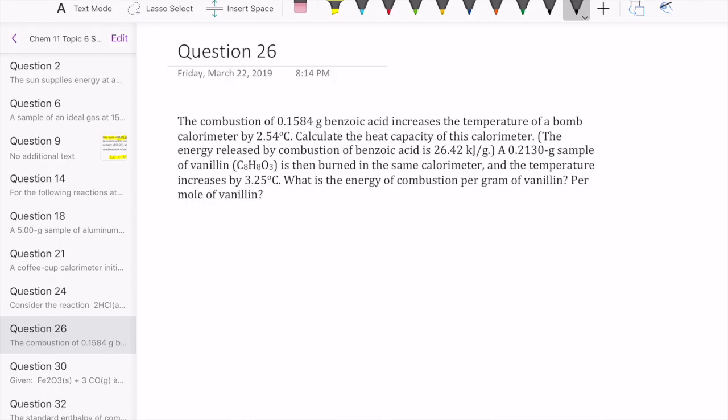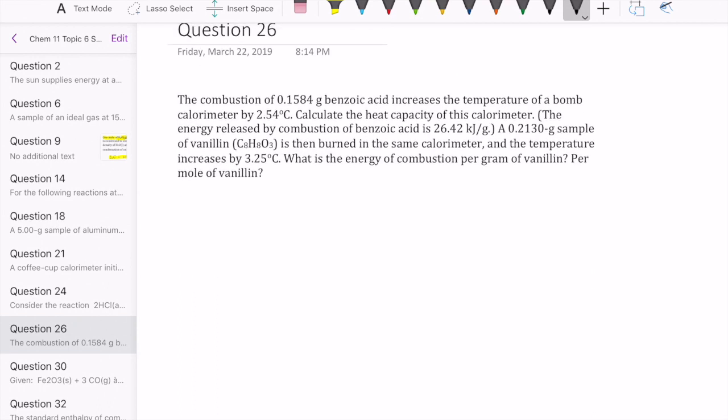All right, let's take a look at question 26 in topic set 6. This one gives us a situation where we're using a bomb calorimeter instead of the coffee cup calorimeter. And we're being asked to calculate first the heat capacity of the calorimeter, and then after we calculate that, the energy of combustion for a substance called vanillin. So let's think about this real quickly.